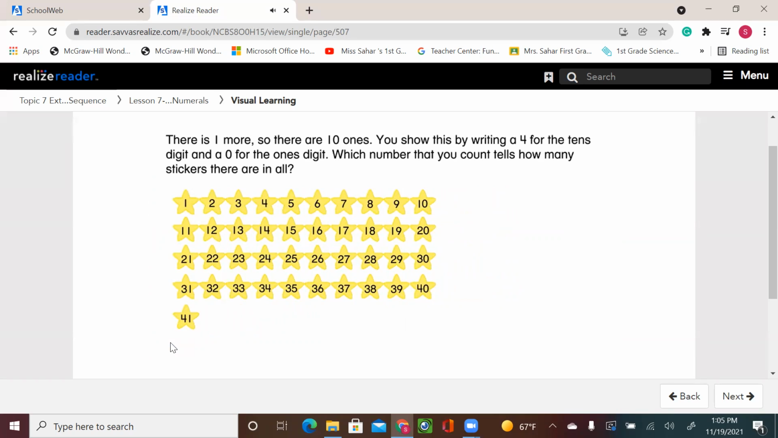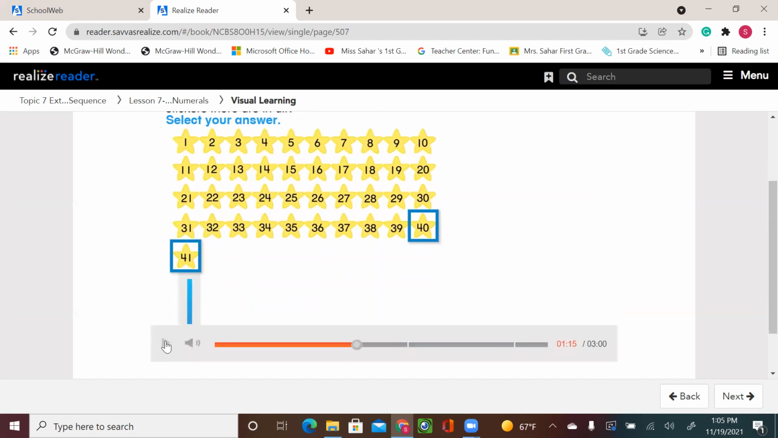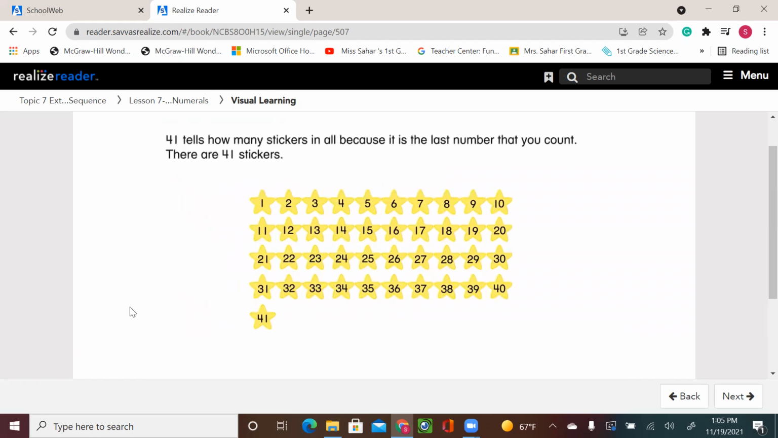Which number that you count tells how many stickers there are in all? Select your answer. "41" tells how many stickers in all because it is the last number that you count. There are 41 stickers.